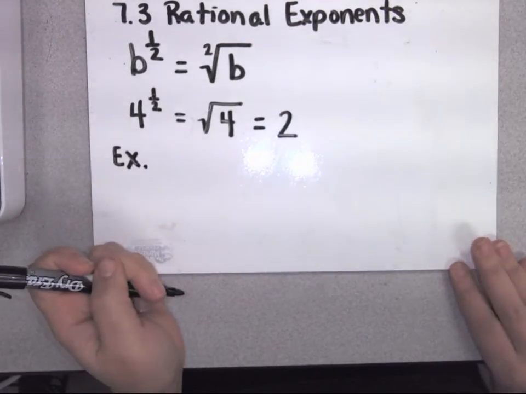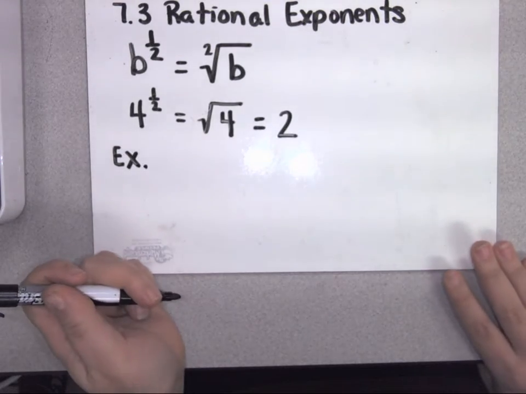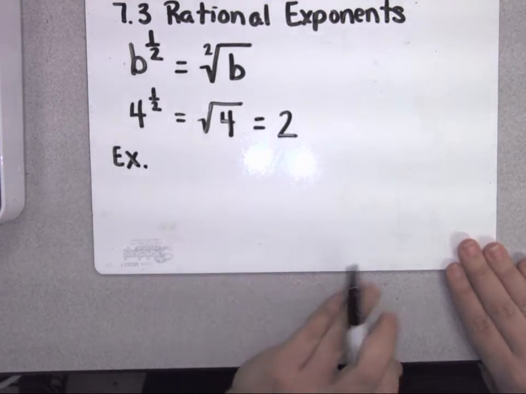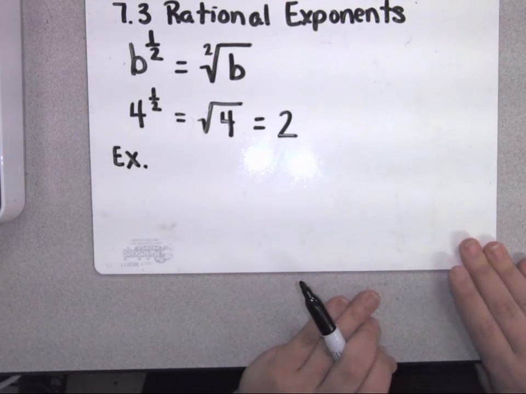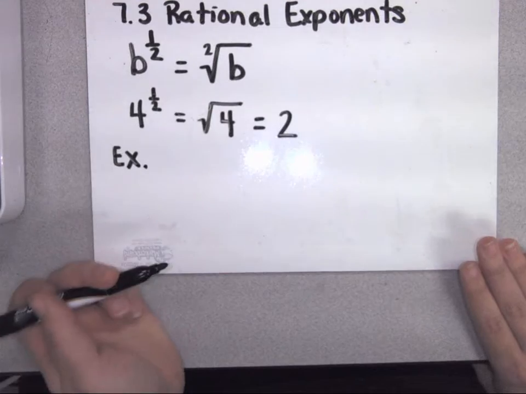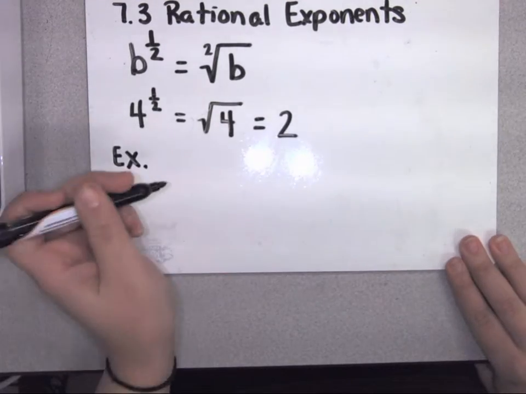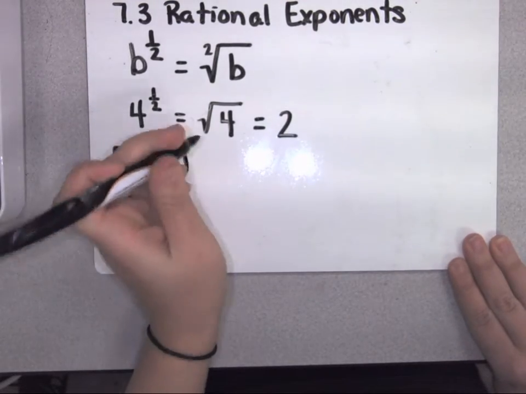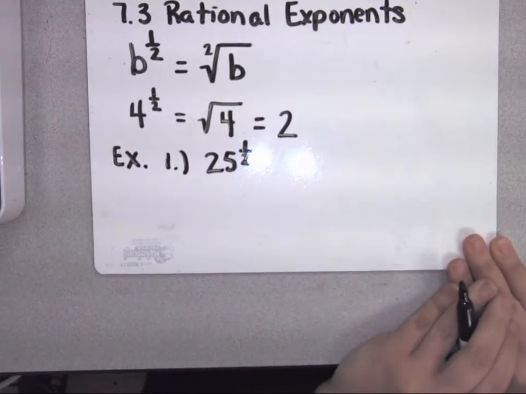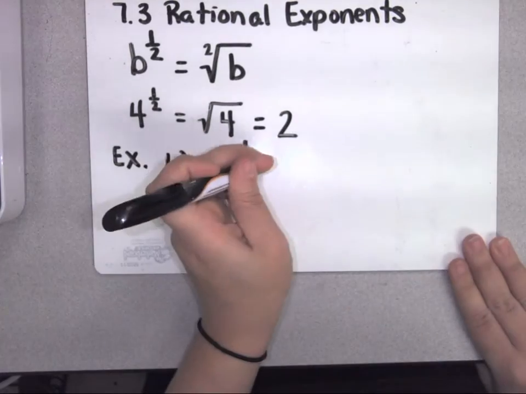It says, write each expression in radical form, which is this. That's a radical sign. Or write each in exponent form. So it depends on what form it's in. So you have to look at what is where. So I have, first one, 25 to the 1/2. How do we rewrite that?